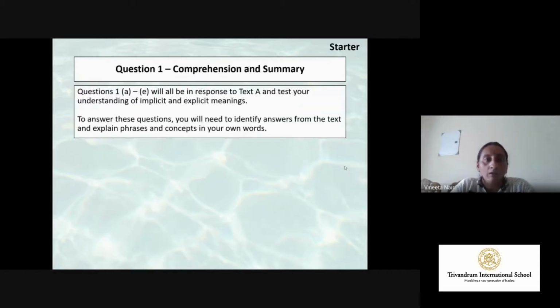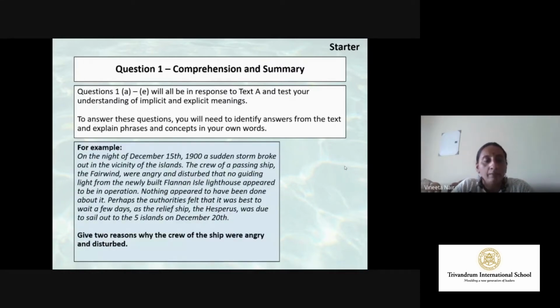So question 1 will have a comprehension and summary. Questions 1A to E will be in response to text A, and students need to answer these questions. They need to identify the answers from the text and then explain them in their own words. So this is a sample of how a question might look.